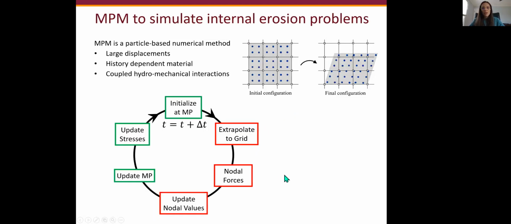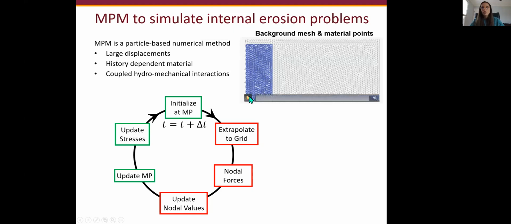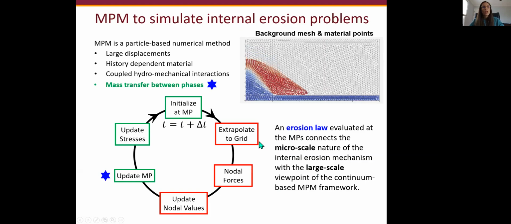In this work, we are using the material point method for the simulation of internal erosion. This is a method that can deal with large deformations and that uses a set of integration points, called material points, to carry all the information of the continuum, and they can move through the background computational mesh. With this framework, we can simulate history-dependent materials, and in the last 10 years or so, there have been different coupled hydromechanical formulations available. If we want to account for the mass transfer between different phases, one of the most important governing equations that we need to add into the system is the erosion law, which is evaluated at the material points. This connects the microscale nature of the internal erosion mechanism with a large-scale viewpoint of the continuum-based MPM framework.